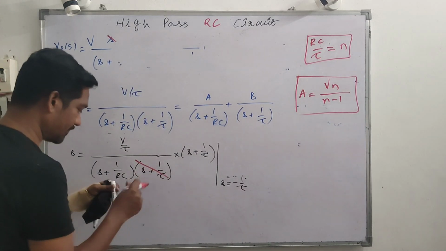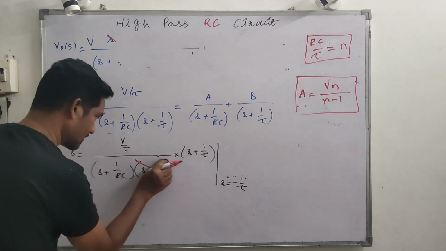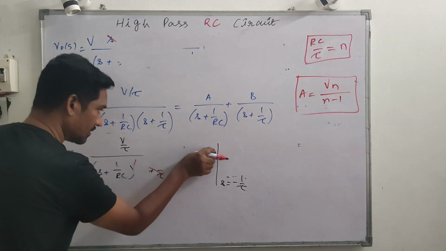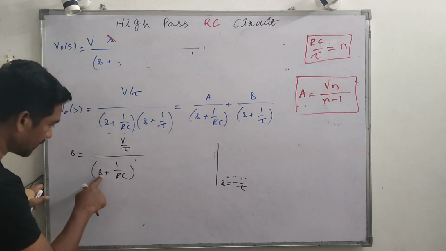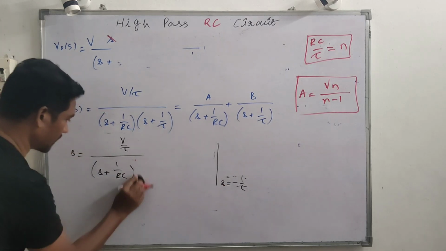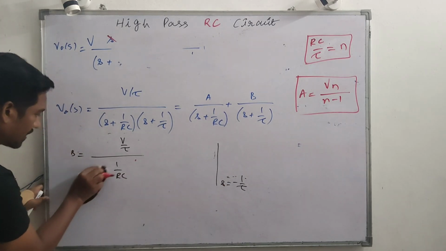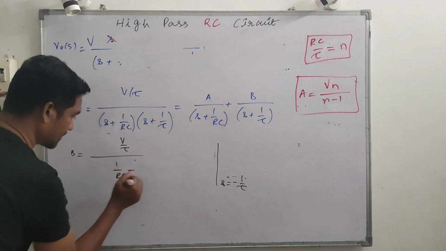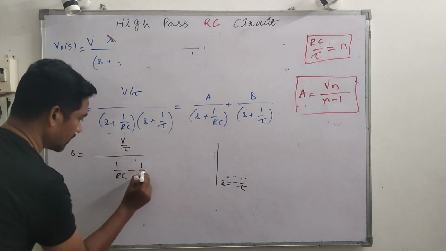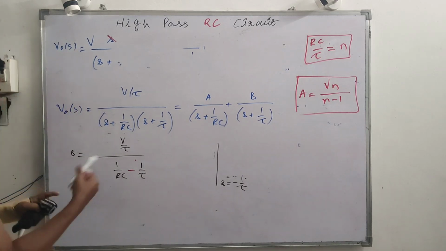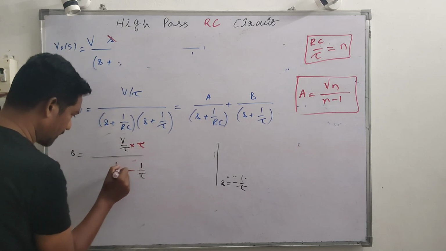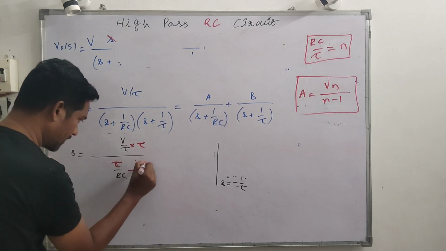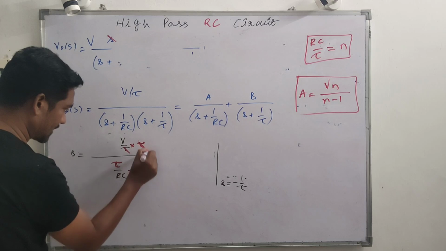So this gets cancelled, and this is the s left over. In the place of s we're going to substitute this one, in the sense we're going to have r minus 1 upon tau over here. What did we do the last time for a? We multiplied with the tau, so this gets cancelled.